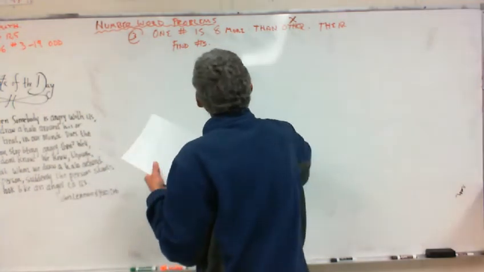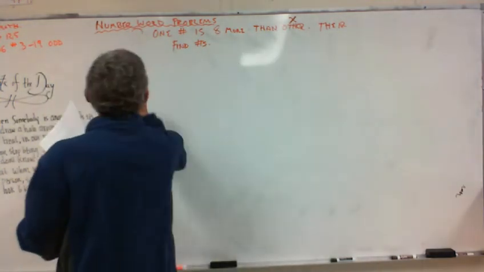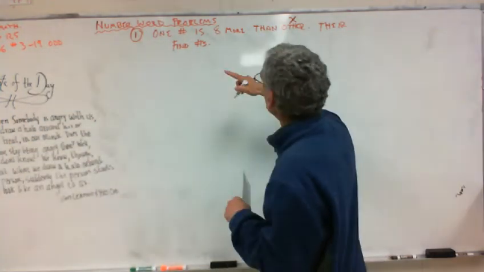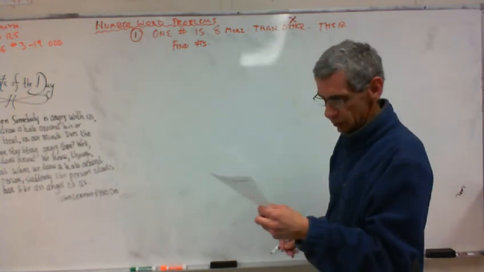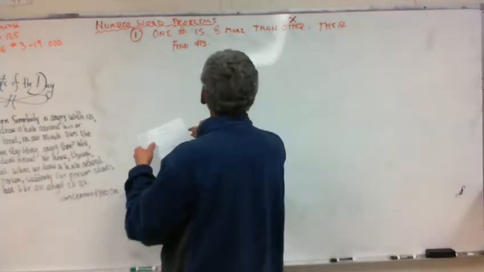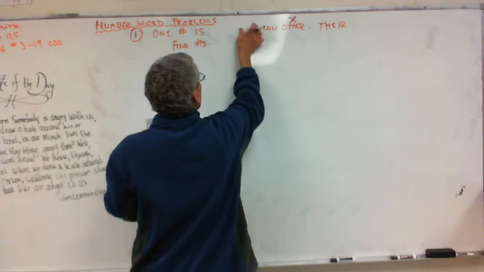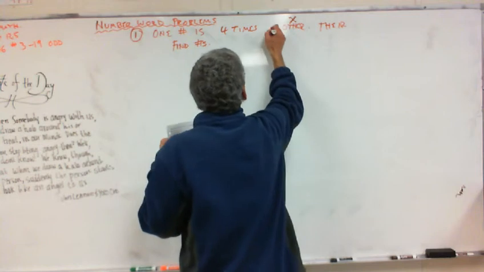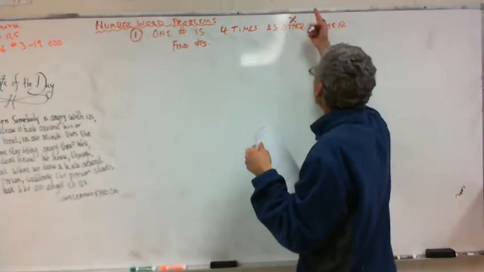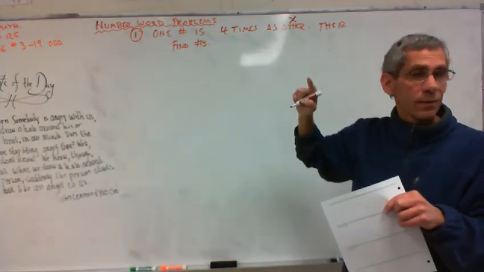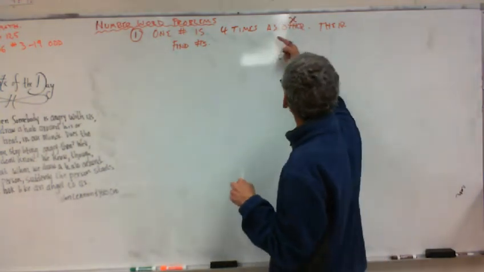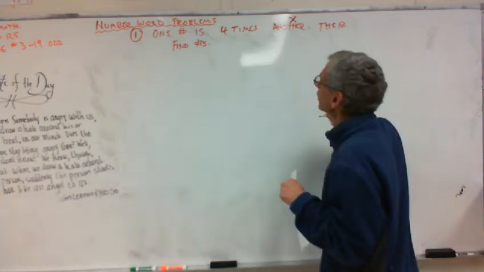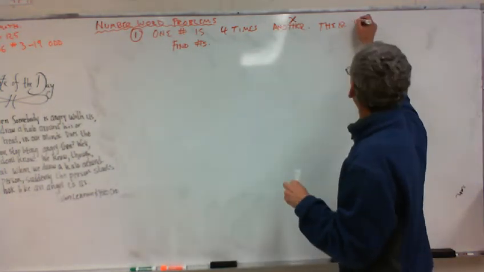All right, so this is number 1 now. But really the lecture is on the others, right? One number is 4 times as large as another. It doesn't say more than, it says 4 times as large as another. I'm not writing the whole thing, okay? We'll just say 4 times another. Their sum is 35.